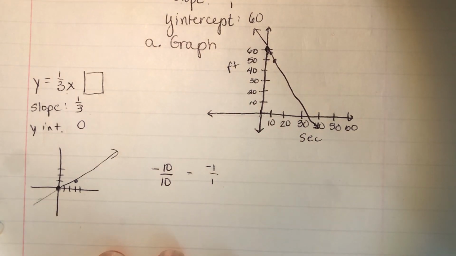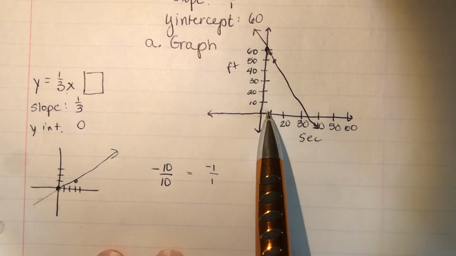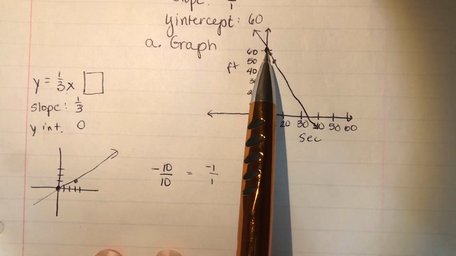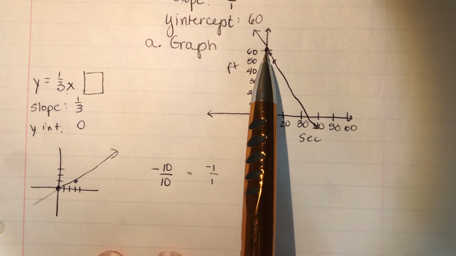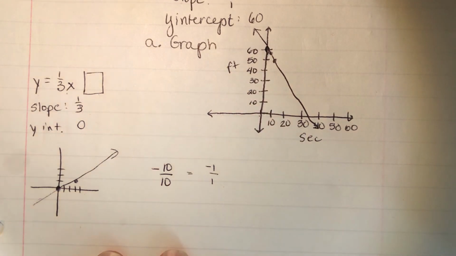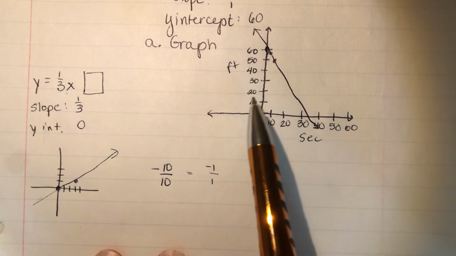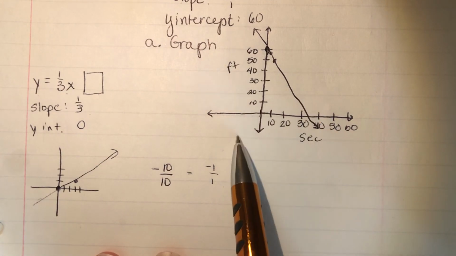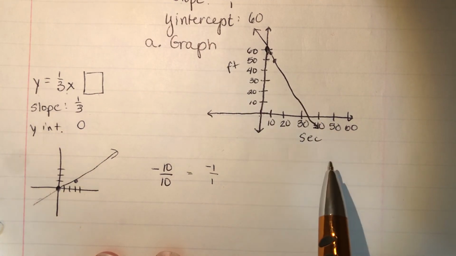So again, describe what the y-intercept and the slope represents. The y-intercept represents how tall the kite is at 0 seconds. The slope represents that the height decreases 1 foot every 1 second.